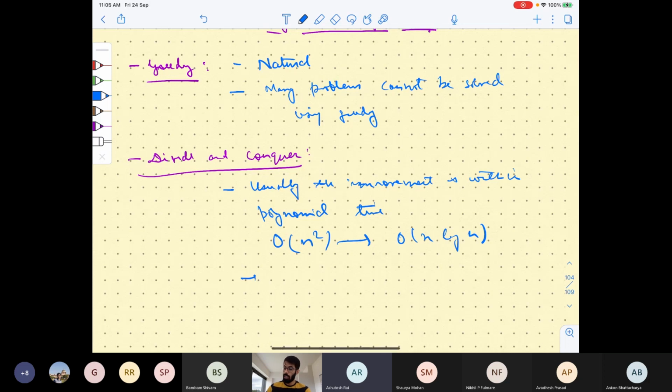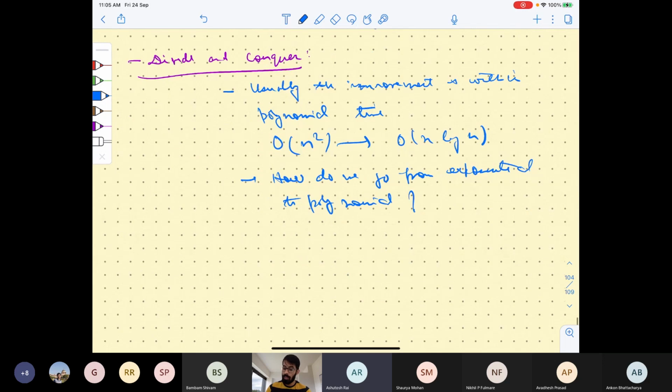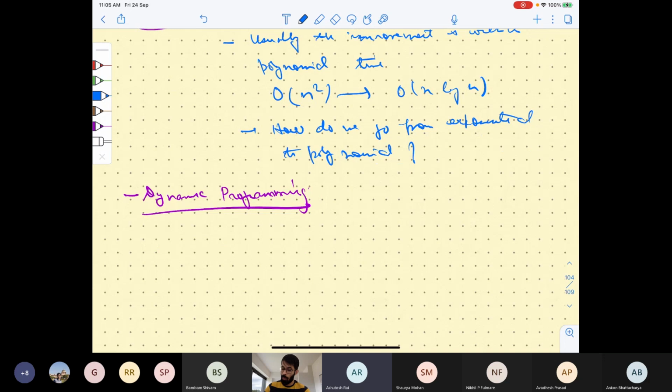But how do we go from exponential to polynomial? Sometimes this technique of dynamic programming comes to help. So today we'll see it with an example. But let's just say what we are trying to do, and then we'll formalize it slightly more later. First, we'll see an example today.